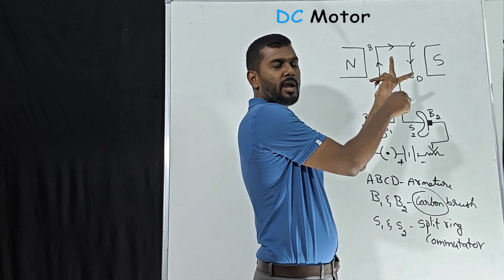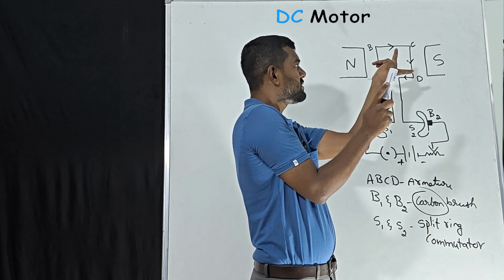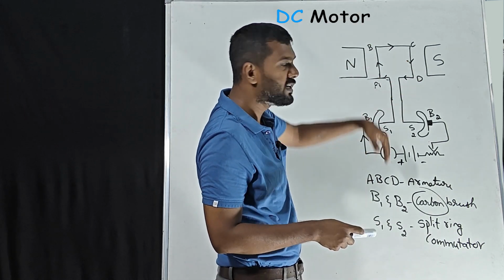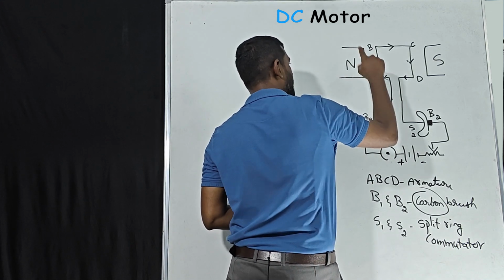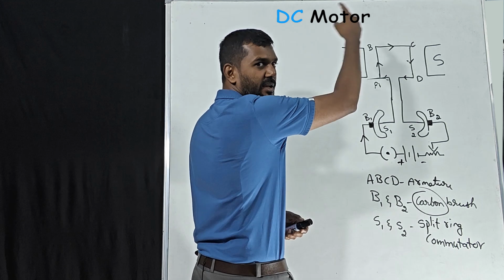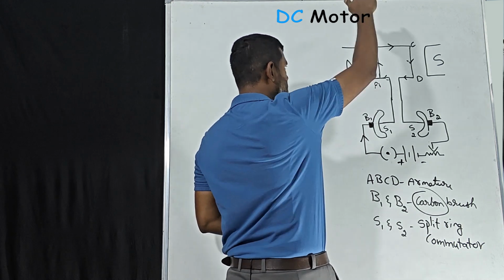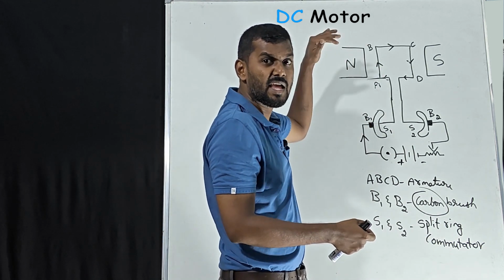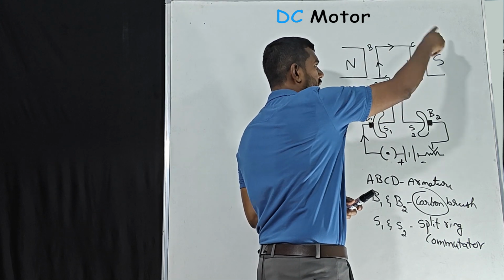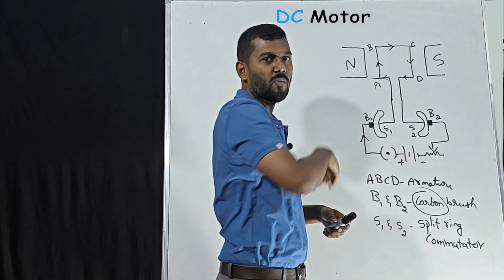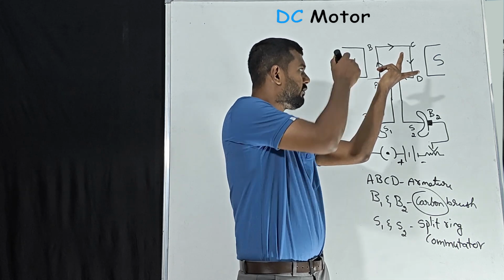If these two are there, the thumb is towards the board, in the downward direction. When the force is downward, this coil can rotate in two ways. If the force is applied in the upward direction, this is going to produce clockwise rotation. If the force is inward, the coil, the armature, is going to rotate anti-clockwise. Now according to Fleming's left hand rule, the force is downward.